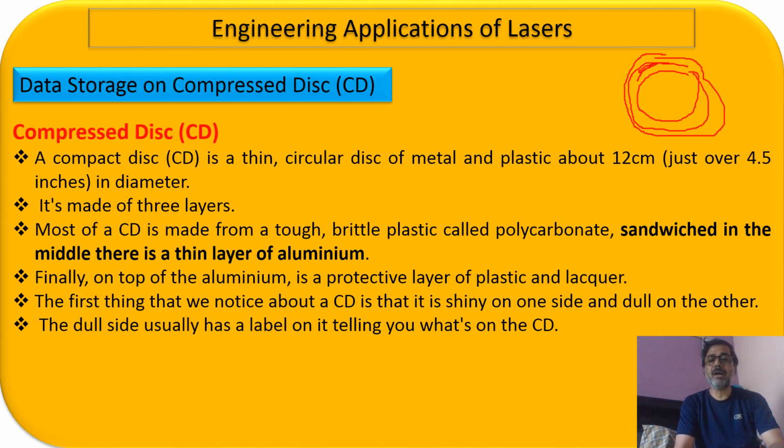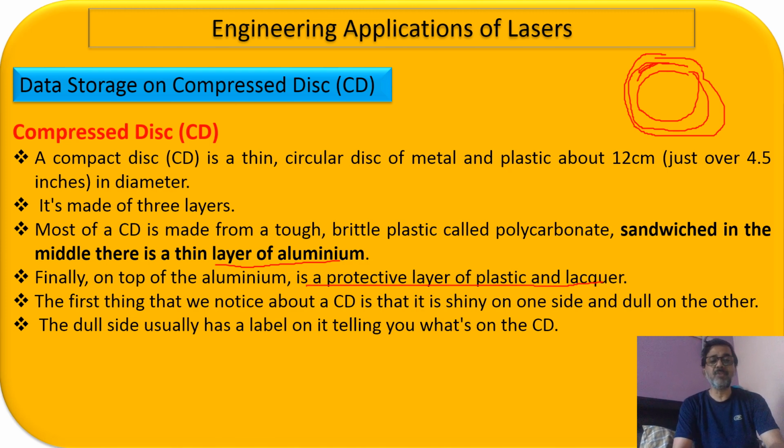What I am saying is that the metal has been sandwiched between two plastic layers, and that constitutes your CD. The typical diameter of this is nearly 12 centimeters or 4.5 inches. It is made of three layers. Most of the CD is made of a tough, brittle plastic called polycarbonate. Sandwiched in the middle there is a thin layer of aluminium. In between we have the aluminium, and then another layer of plastic, which we call the protective layer. The protective layer is made of plastic and lacquers.